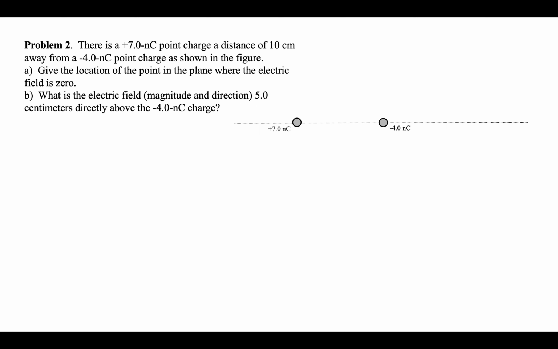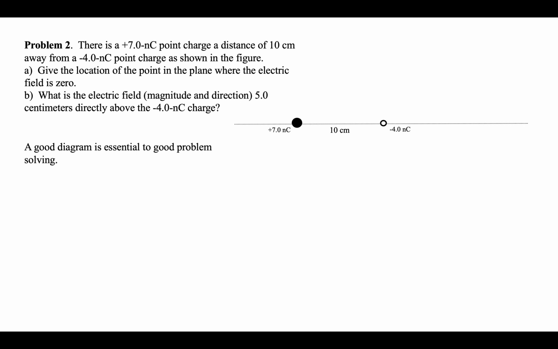That's part A. Part B, what is the electric field 5 centimeters directly above the minus 4 nanocoulomb charge, which is right about here. So let's start with a good diagram. We inherited one from the problem. I don't like it. I like to make my own diagrams.